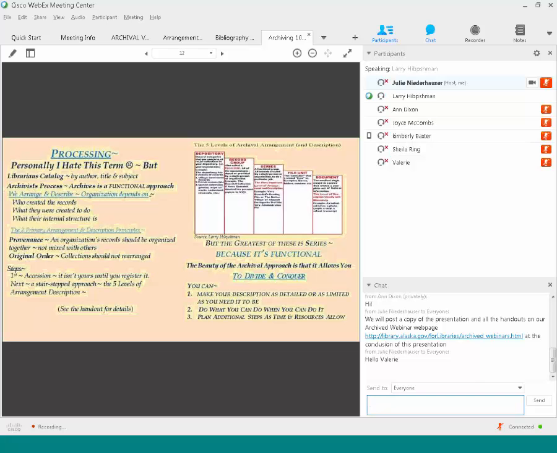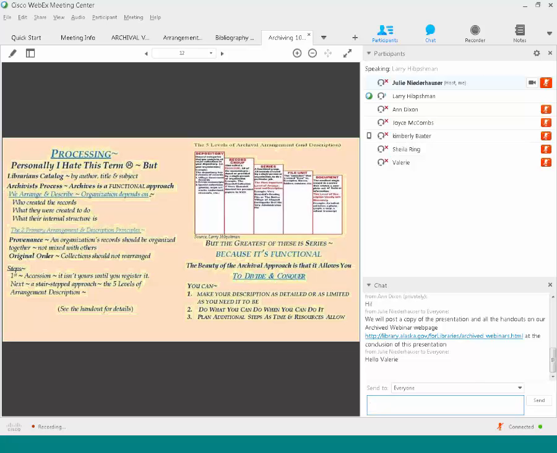The next thing you do is a stair-stepped approach. There are five levels of arrangement and description, and they are depository, record group, series, file unit, and document. And each refers to a particular level of the record's origin and background and content. But the greatest of these is series, and it's because it's functional. A series is a group of records organized and created to do a particular function, an activity, and created by the same entity.